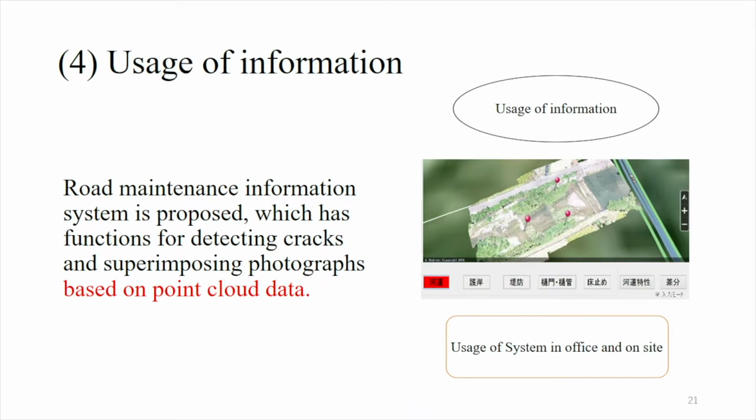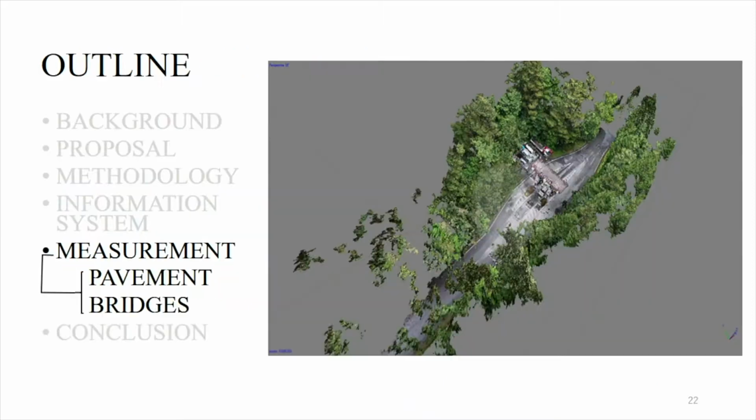And the next one is usage of information. A road maintenance information system is proposed, which has a function for detecting characters and superimposing photographs based on the point cloud data. And this is the image of the information system. So the fifth one is the measurement. We separate it into pavement and bridges.